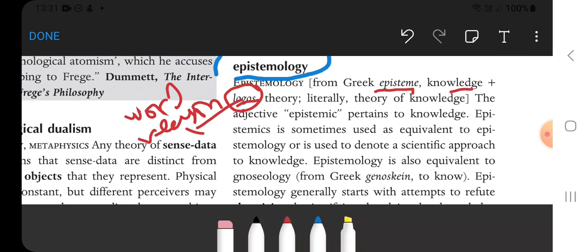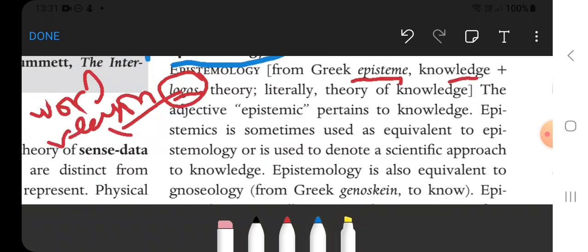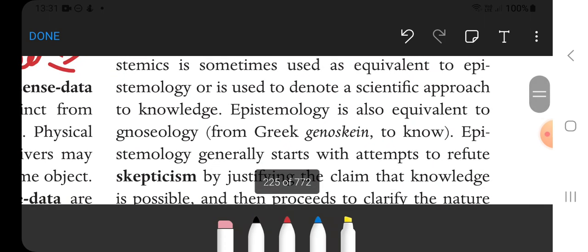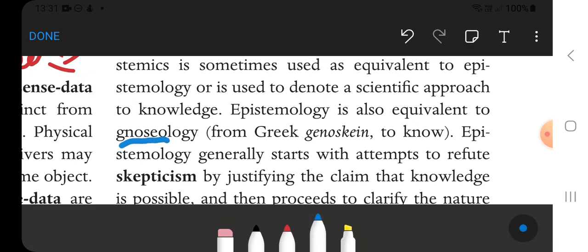Anyway, the adjective epistemic pertains to knowledge. Epistemics is sometimes used as equivalent to epistemology or is used to denote a scientific approach to knowledge. Epistemology is also equivalent to gnoseology, which comes from gnoskin, to know. It's very rarely used nowadays, gnoseology.